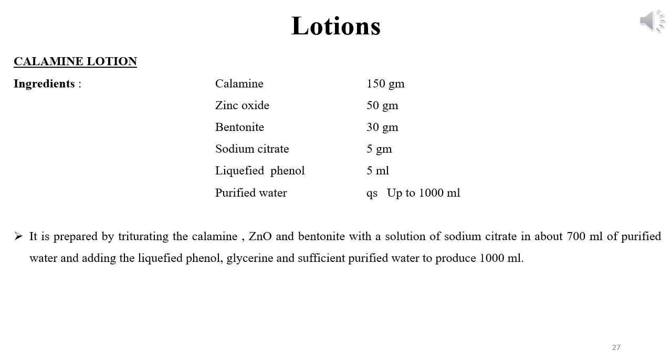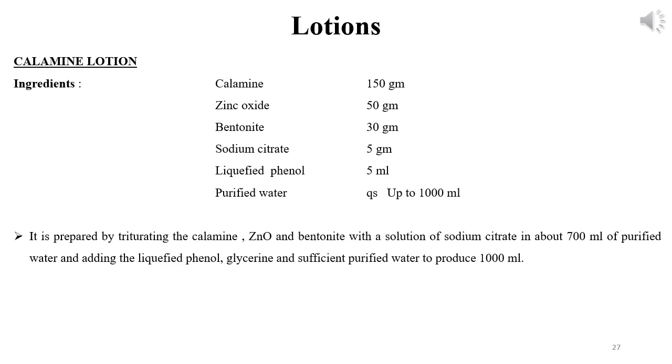So finally, there is a formulation of lotion. There is calamine lotion, which is used. Here we take calamine 150 gram, zinc oxide 50 gram, bentonite 30 gram, sodium citrate 5 gram, and liquefied phenol 5 ml. Then we will add purified water QS up to 100 ml.